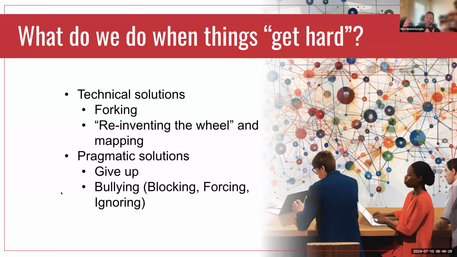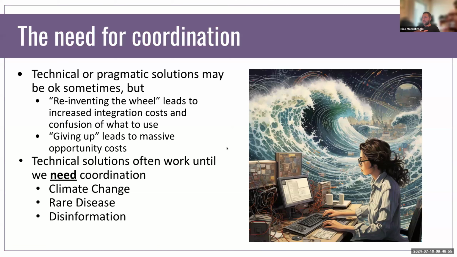And there are also some subtle forms of bullying, where people are blocking others from adding content using their historical stance in the project. They're forcing their changes on the project because of their previous stance, or they are just ignoring issues. So these are the things that we may risk going towards when we hit these kinds of difficult coordinative aspects.